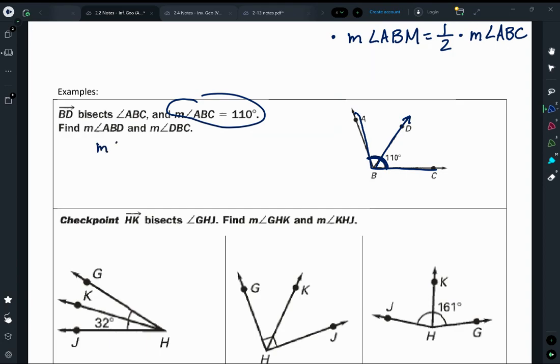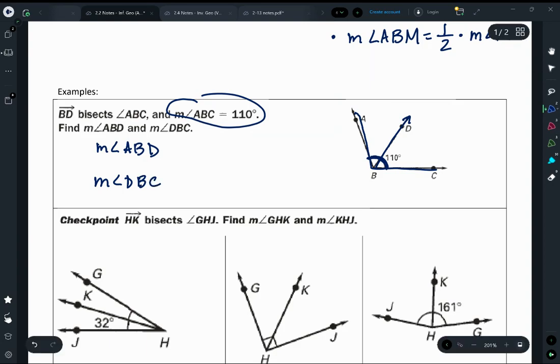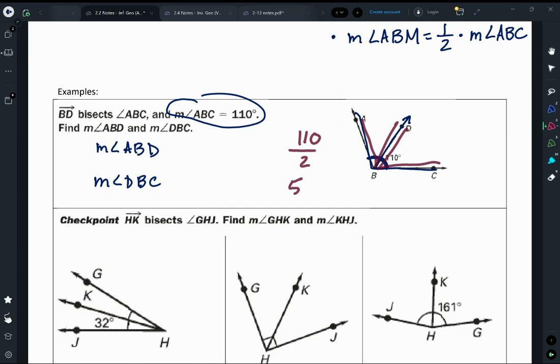My goal is to find the measure of angle ABD and the measure of angle DBC. Those are both of the smaller angles. ABD is this one right here, and DBC is this one right here. Remember, those two smaller angles together make the 110, so each of those angles is half as big. I need to do 110 divided by 2, which is 55. So each of these angles is going to be 55 degrees.